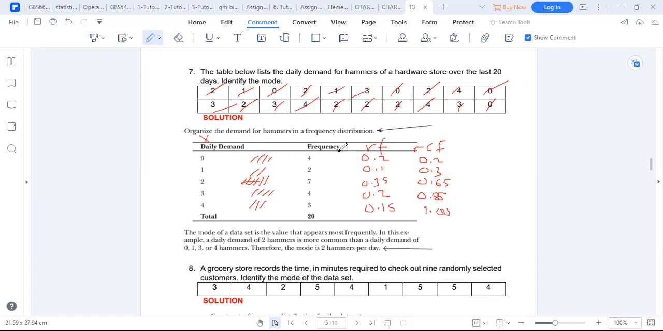If you are asked to calculate the cumulative frequency just as it is, we start with the 4, add the 2, we get 6, add the 7, we get 13, add the 4, we get 17, add the 3, we get 20. So this is how the frequency distribution table can be done.